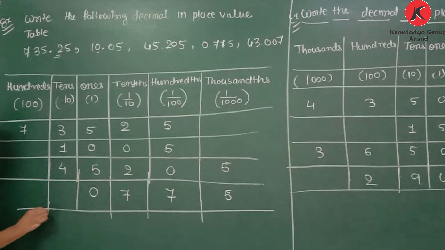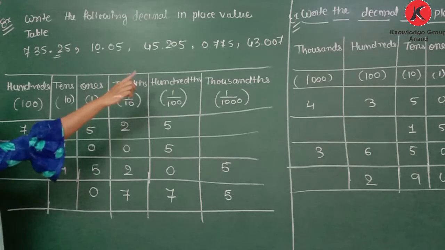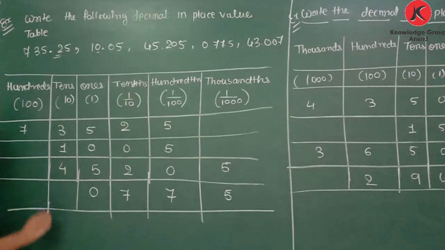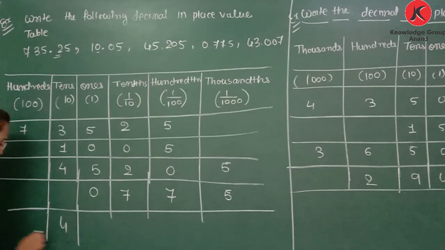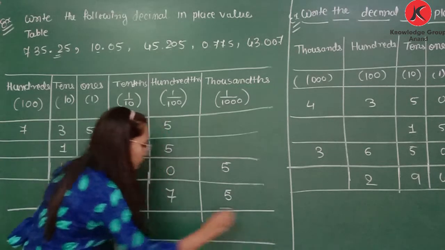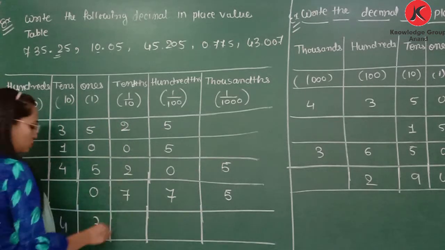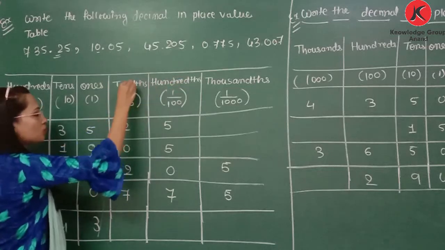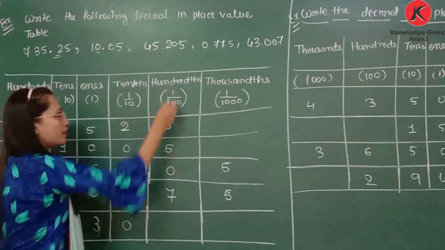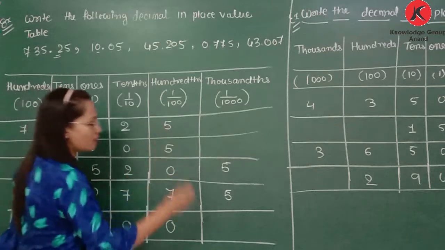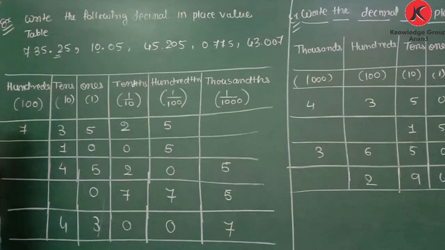Now last one. So here 43. So 4 at the 10th place. So that will be here. 3 at the 1st place. So 3 in a 1st place. 0 is in 10th place. 100 has 0 and 7 that is at the last 1000th place. So this way we can write place value table for each digit. We need to make only one table and write the digit in a specific place.